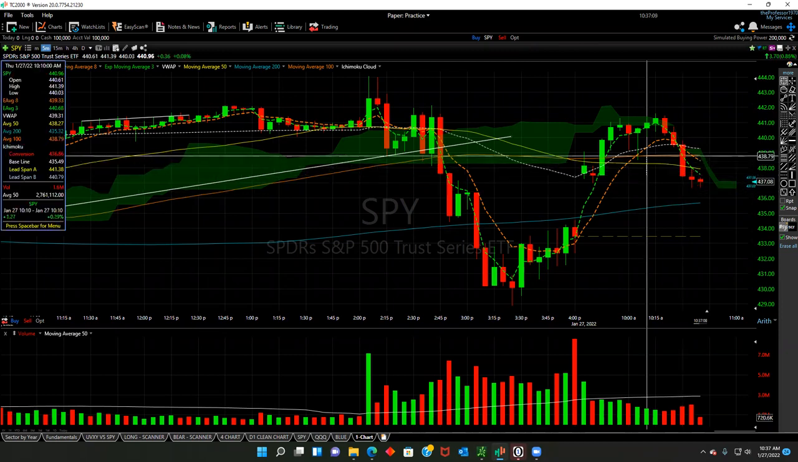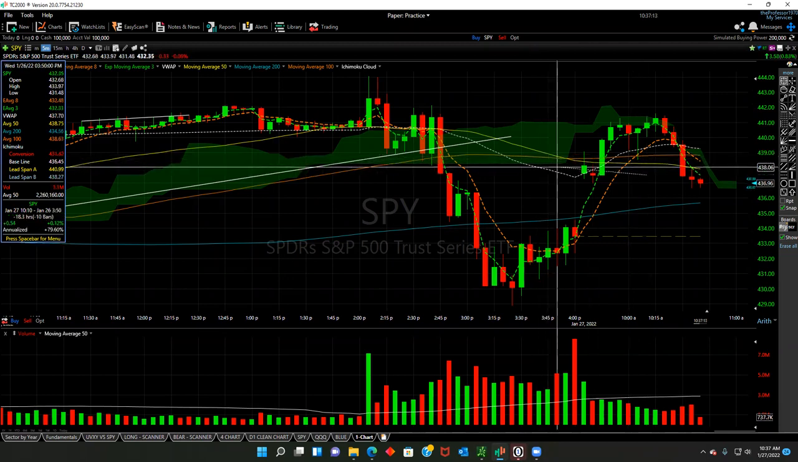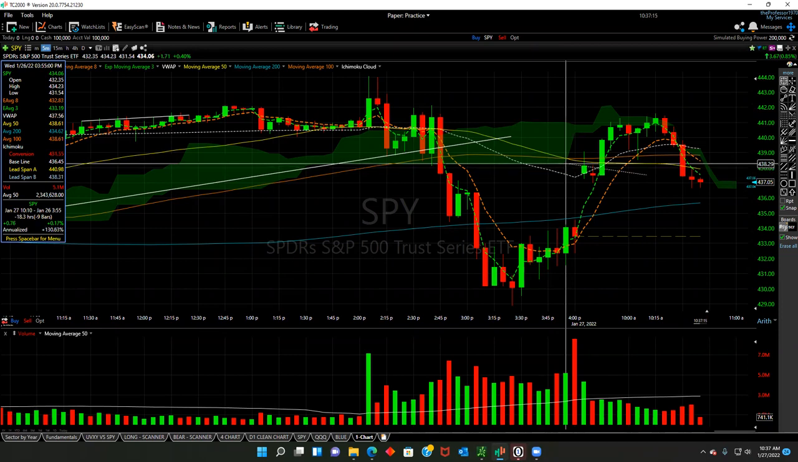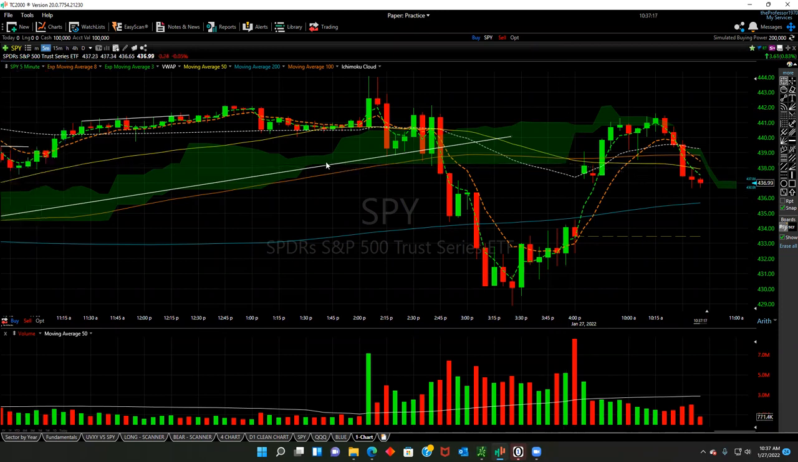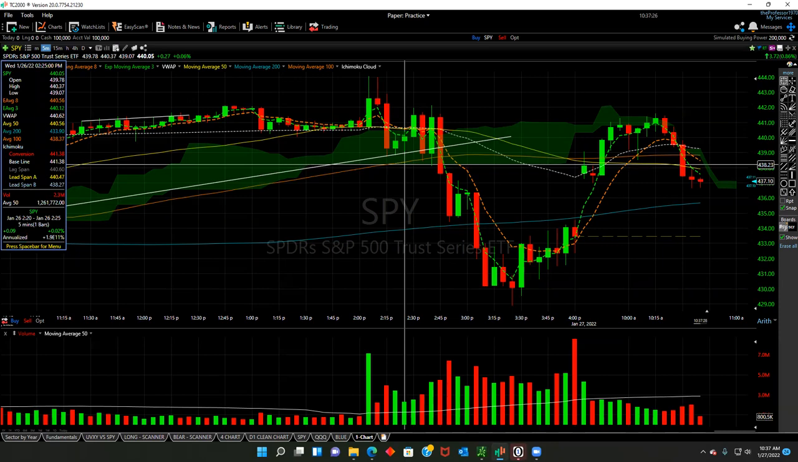So in this case, I look and see where my cloud levels are. I'm looking at the longest cloud line, which is right above my current mark, which right now is this level right here. So if SPY were to trade up to 438.23, that's where I would probably look to take a loss on my trade.